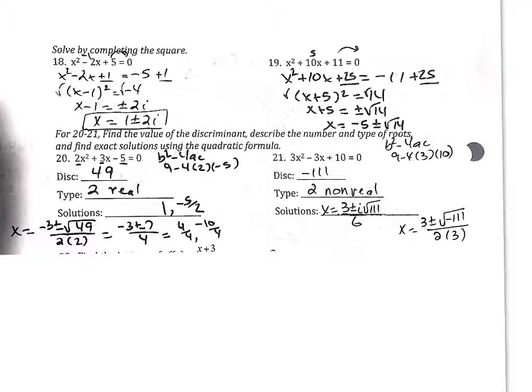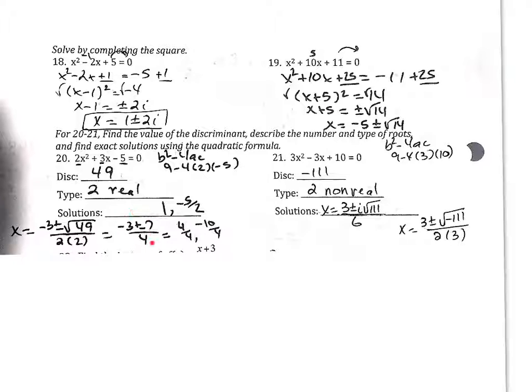If it's negative, you get 2 non-real answers. Okay, so I put 2 real because it was positive. Then you have to work out the quadratic formula. X equals negative b plus or minus the square root. You've already done that part in the first blank. All over 2a. A was 2, so I did 2 times 2.